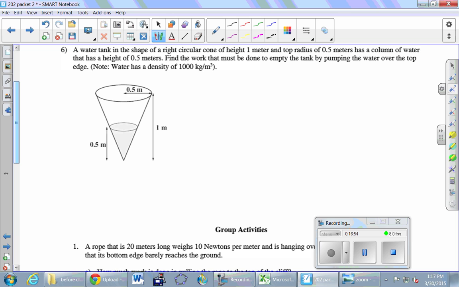Okay, so let's start crunching through. So we know work is force times distance.